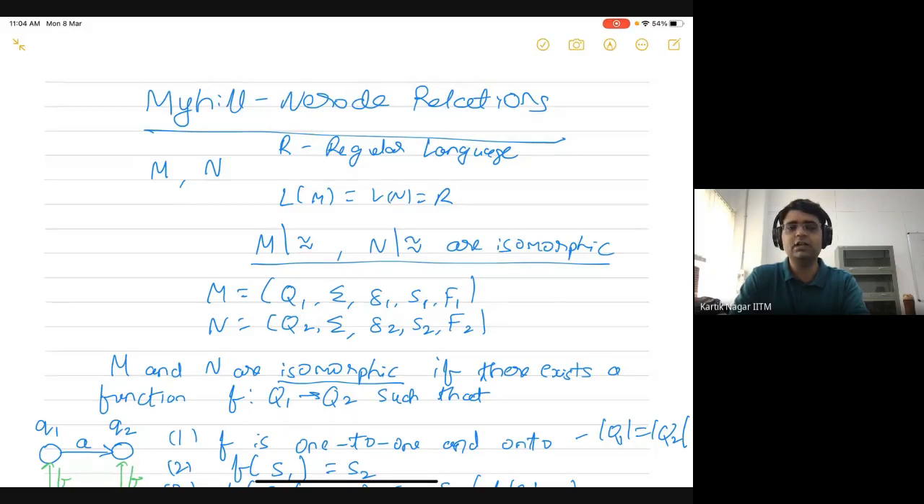So you keep on collapsing states together until you cannot collapse anymore, until you have collapsed all the equivalent states, and we showed that this resulting DFA also accepts the same language as the original DFA.